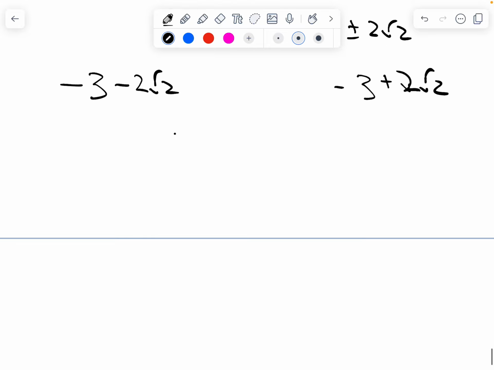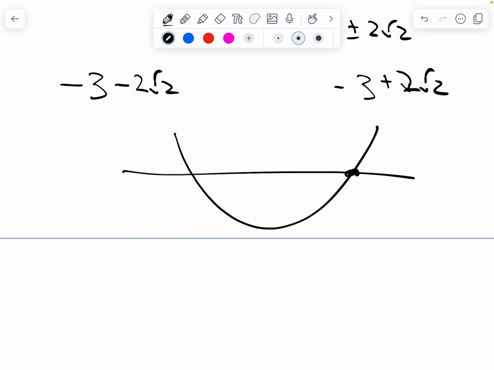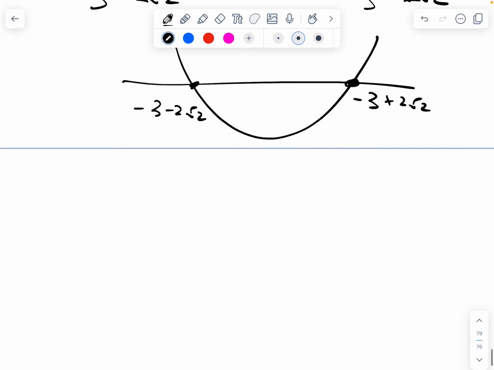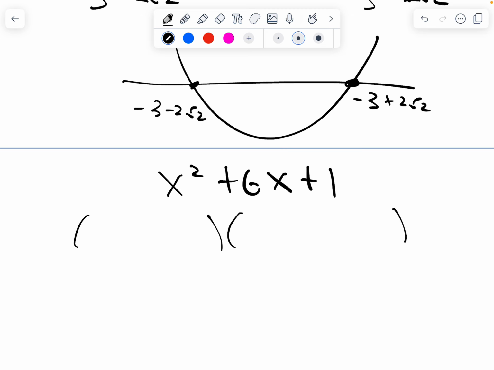So on a graph, this is the one solution, negative 3 plus 2 square roots of 2. This is negative 3 minus 2 square roots of 2. So how does that answer the question? What we're trying to do, again, is factor something like this: x squared plus 6x plus 1. I'm looking for numbers that multiply to be 1 and add up to be 6, and what we have are the two solutions. So how do we take those two solutions and put them into something that's factored?